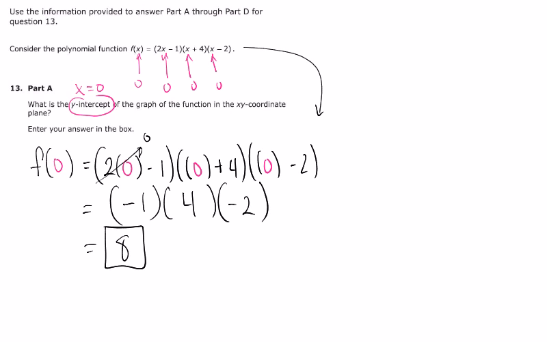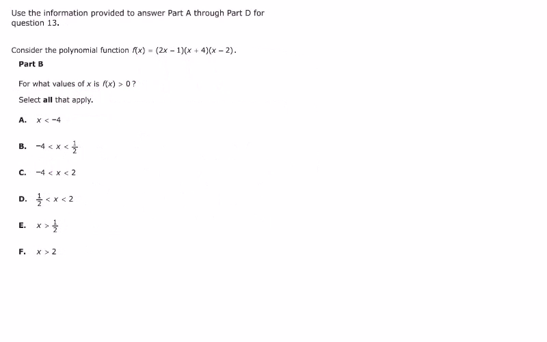Alright, so that's the y-intercept for this function. So that's where it crosses the y-axis. Alright, so let's check out part B. Okay, so we have the same function. And part B says, for what values of x is f of x greater than 0?